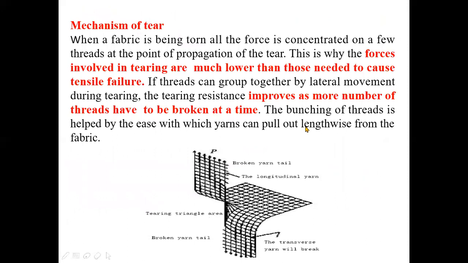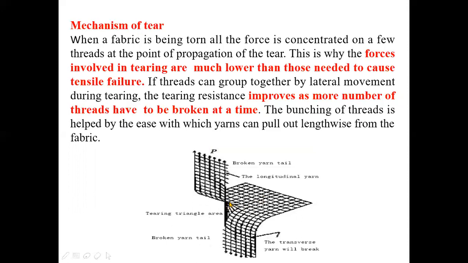Now, this is a very important slide. Here you can get an idea of the mechanism of tear. So this is the fabric. These are the two series of threads. One is the warp, another one is the weft, and the tear is propagating in this direction. These are the two tails which are prepared because of the propagation of the tear. Now, when the tear is propagating in this direction, the threads are accumulated here at this point. This is known as the delta region, or the tearing triangle.